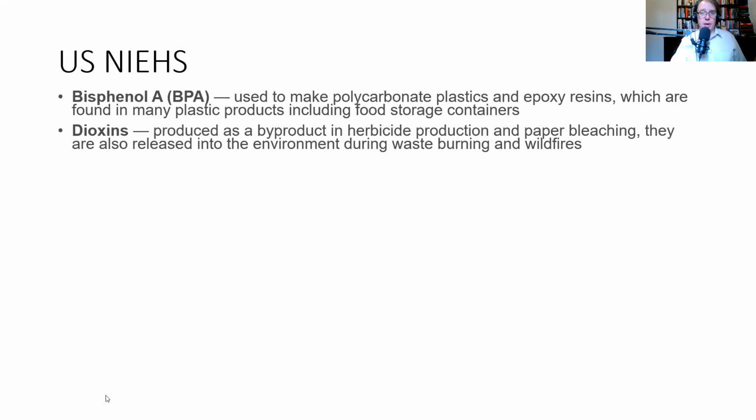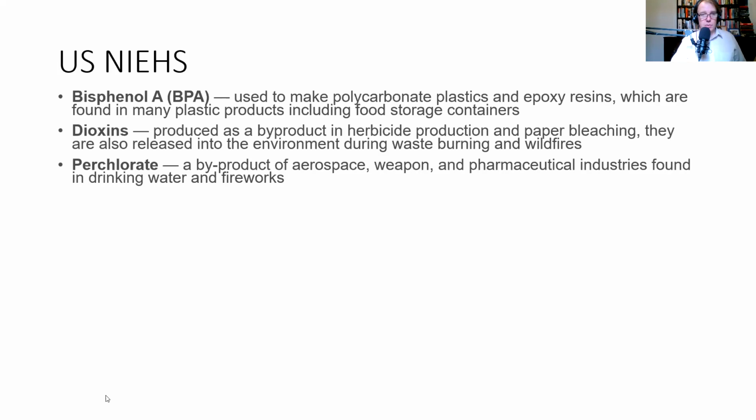Dioxins are produced as a byproduct of herbicide production and paper bleaching. They're released in the environment during waste burning and wildfires. So dioxins are a known carcinogen as well as an endocrine disruptor. Perchlorate is a byproduct of the aerospace, weapon, and pharma industries, found in drinking water and fireworks.